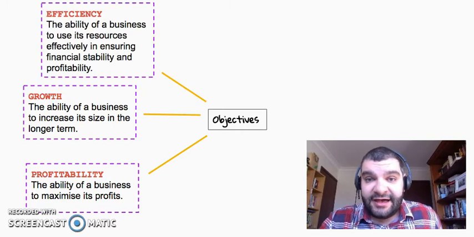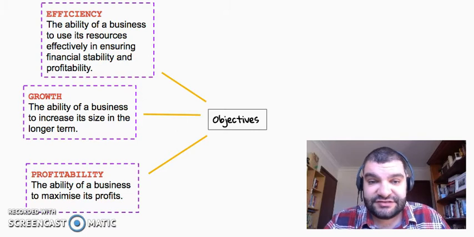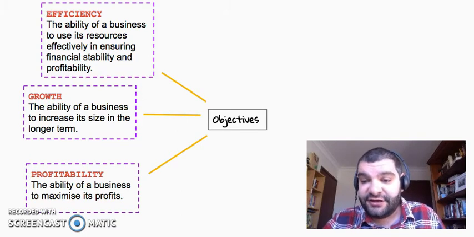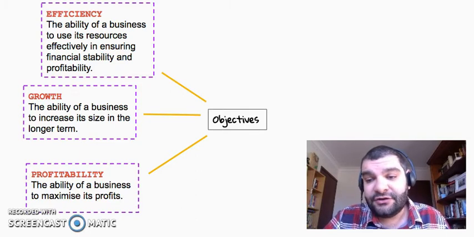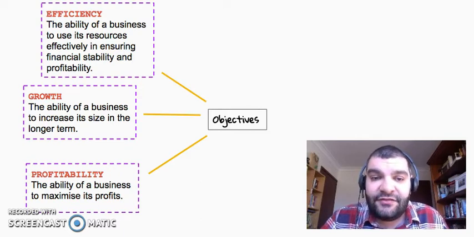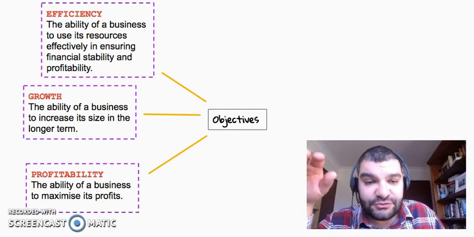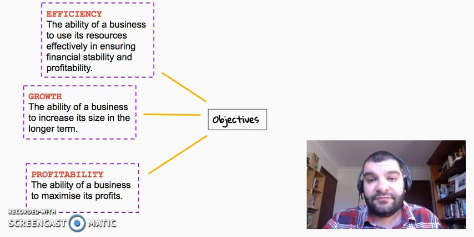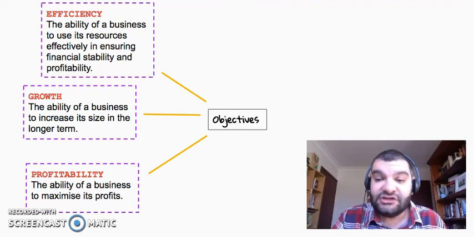We also have efficiency as a financial objective, and that's basically the ability for the business to use its resources effectively and efficiently to ensure that there is both profitability, so being able to use the resources in an efficient and effective way that might help reduce costs to then lead to the profitability, but also ensure financial stability. So, how efficient are they in meeting their financial obligations so they can remain financially stable?